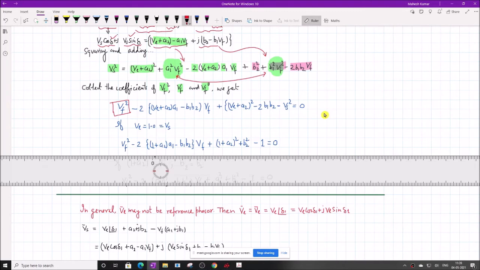So the coefficient of BF is this and this. Minus 2 is common here. This is minus 2, and then we have BL plus A2 into A1, this term, and then minus B1 B2. Now since minus is common, it must be plus B1 B2. Am I correct? It should be plus B1 B2, because I have taken common minus here. So this is plus B1 B2.